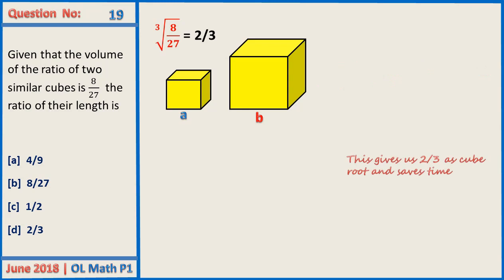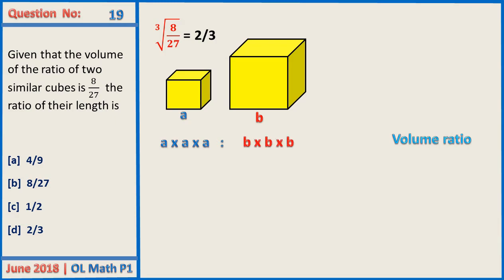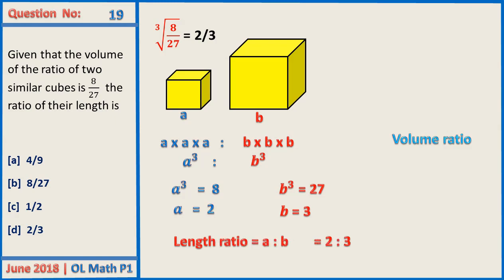This one saves time. But let me show how this is done. So the working is, the volume ratio is given by A times A times A is to B times B times B. So that gives us A cubed to B cubed. And our A cubed here is 8, and our B cubed is 27. So our A will be equal to 2 and our B will be equal to 3. So the length ratio will be 2:3. So the key is D.